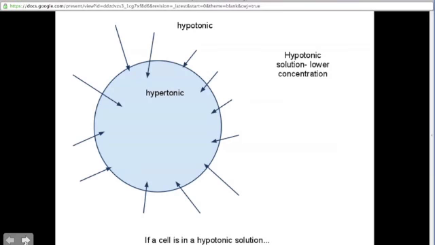But if the cell is in a hypotonic solution, the cell has a higher concentration inside the cell. So the water molecules will move inside the cell, which will dilate the cell and make it bigger, like this.